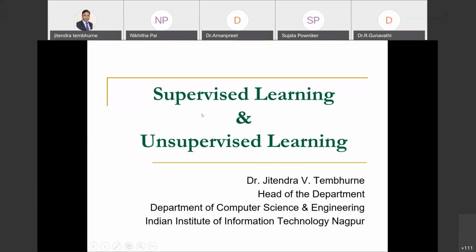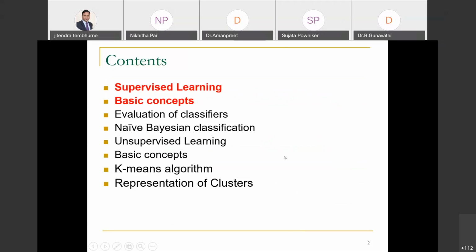Today's contents are what I'm trying to cover because I have only 1 hour. After that, we have a stress management session, which is a compulsory session of Atal.